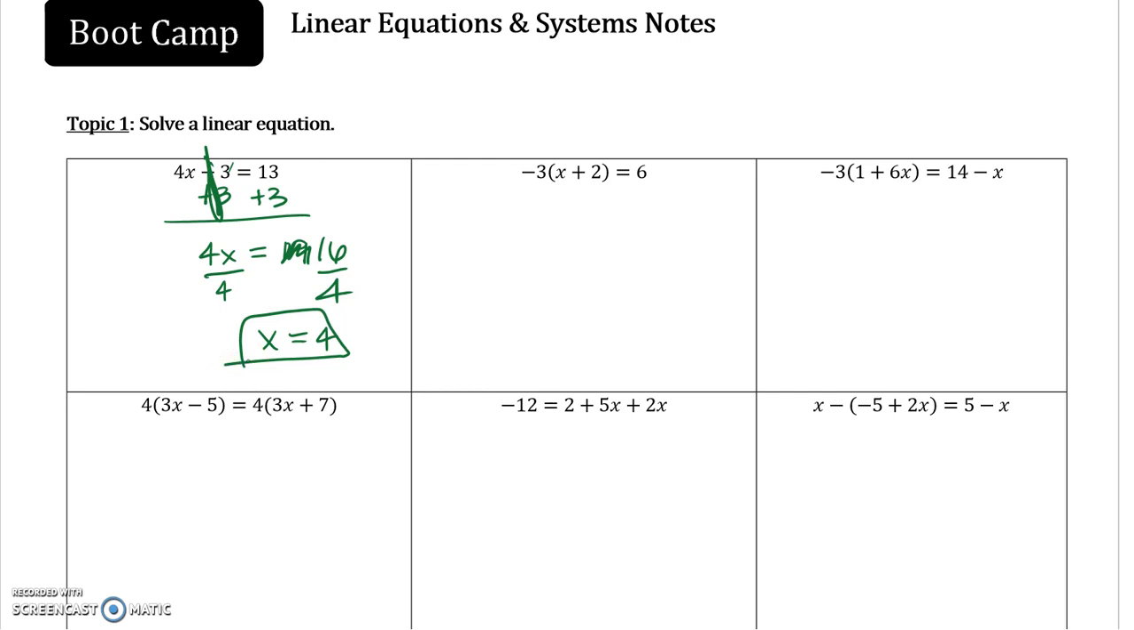There are several properties involved with solving equations, like the distributive property. If I have this -3 out front, I want to multiply both numbers in the parentheses by -3. And now I solve it like a normal equation. I add 6. Then I divide by -3.